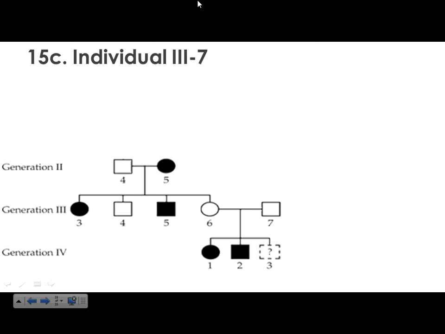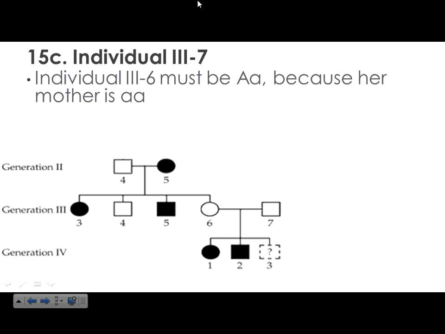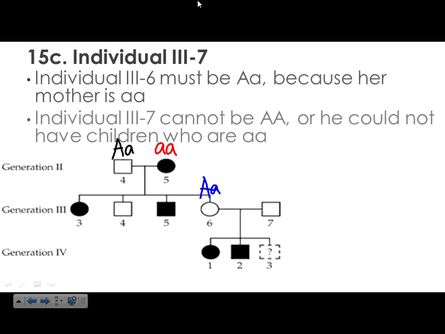Next, individual 3-7. Why must they be heterozygous? So we know that individual 3-6 must be big A little a. We know that because of their parents. Their mom is little a. Dad has to be heterozygous. So we know individual 6 must be big A little a. Individual 7 cannot be big A. Otherwise, it wouldn't be possible for this individual to have children who are little a. So they must also be big A little a.